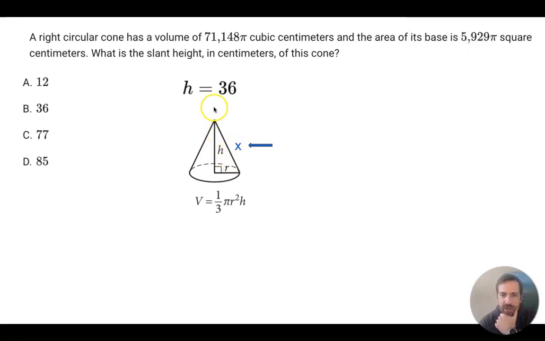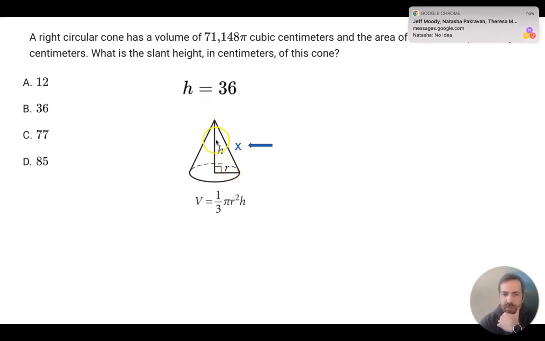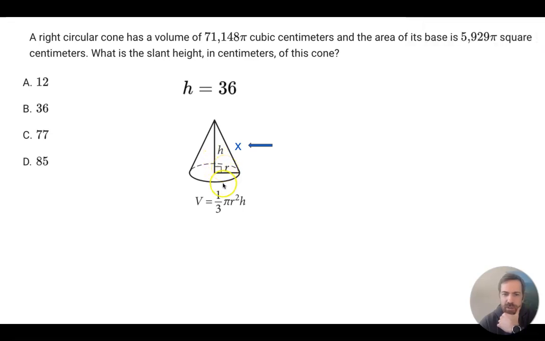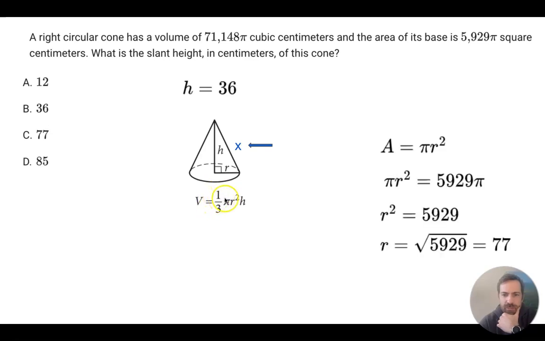Okay, so we have h, but we still don't have the slant height yet. We can see this forms a triangle, so we have h. We also don't yet have r, but maybe we can solve for r. We know that the volume is 1/3 pi r squared times h, and the area of the circle is pi r squared. They give us the area of the circle, 5929 pi, so we can plug that in and solve for r. We divide both sides by pi to get r squared equals 5929. Now we just take the square root, and we get r is equal to 77.